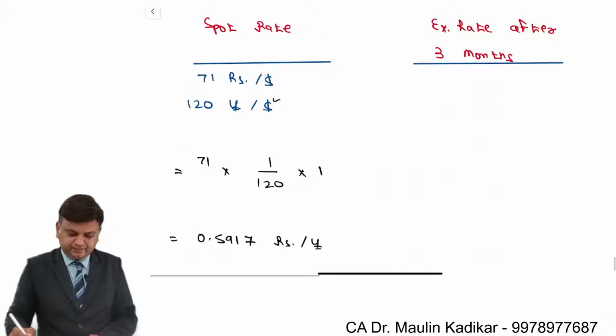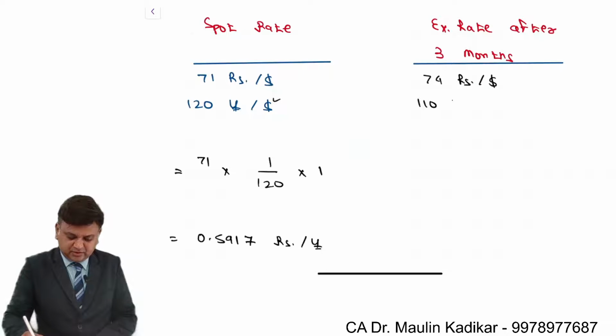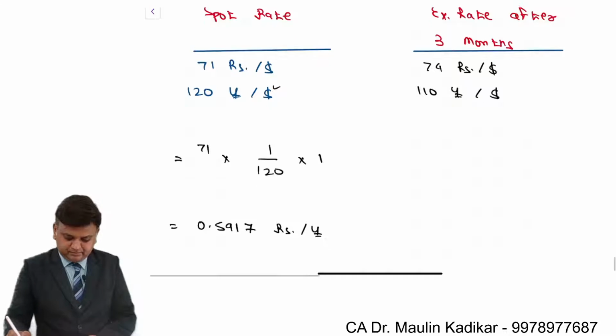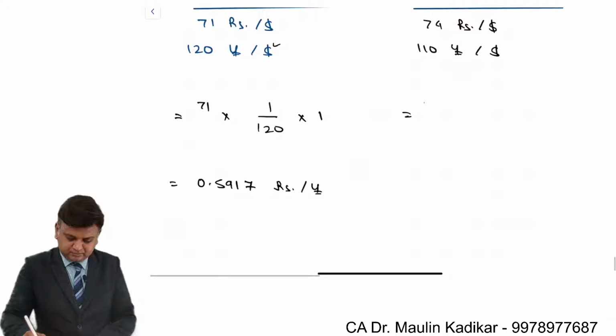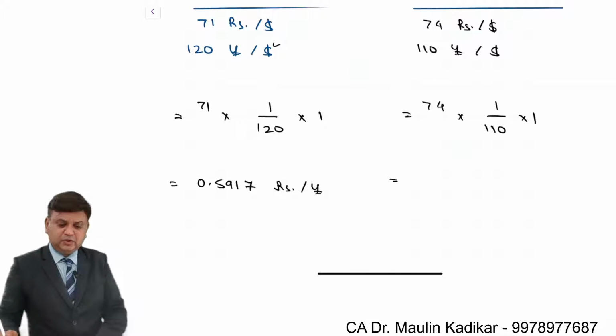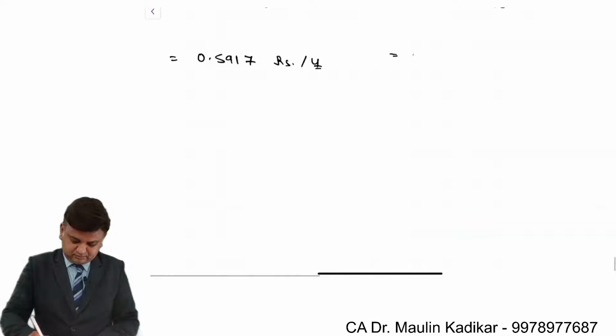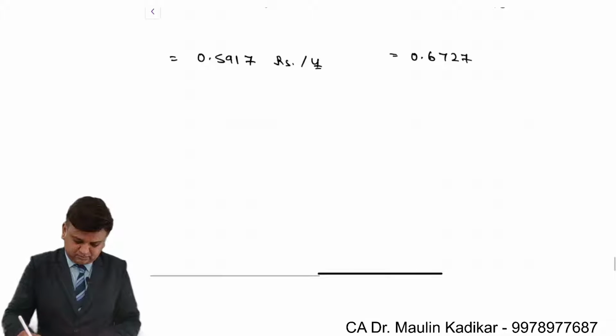Next, after 3 months, it is 74 rupees per dollar and 110 yen per dollar. So 74 into 1 divided by 110 into 1. So 0.6727. Rupees per yen.